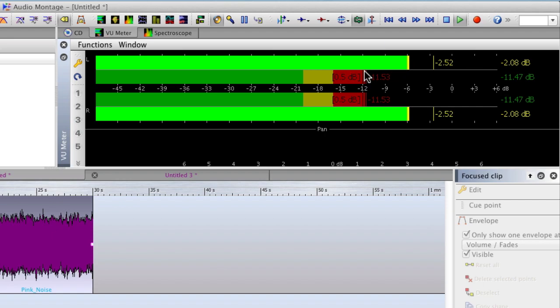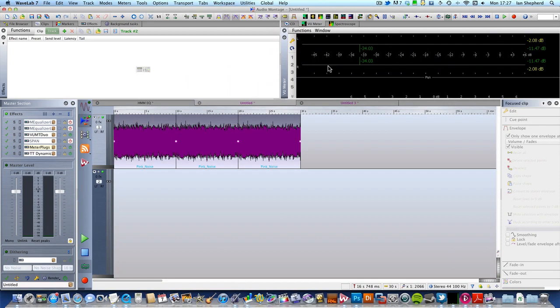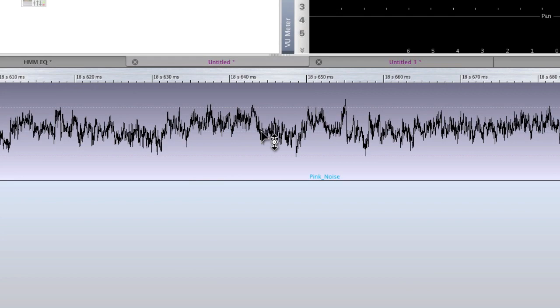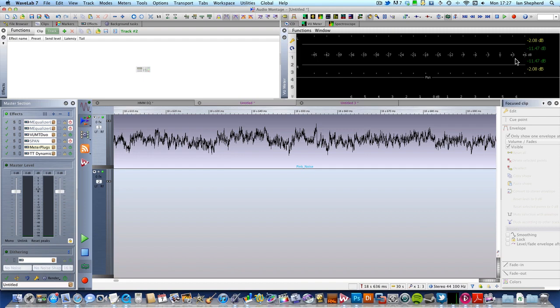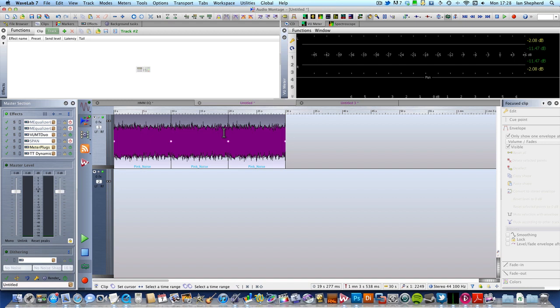So the peak level, if we zoom in, is following every tiny little detail of level fluctuation in the audio. And because it's pink noise, it's a very random, very complicated waveform, so the peak level varies a lot. And the peak level is pretty high, minus 2.5, it's nearly up to 0 dB. But the average level of that signal is much lower, it's down at minus 11.5 dB full scale.